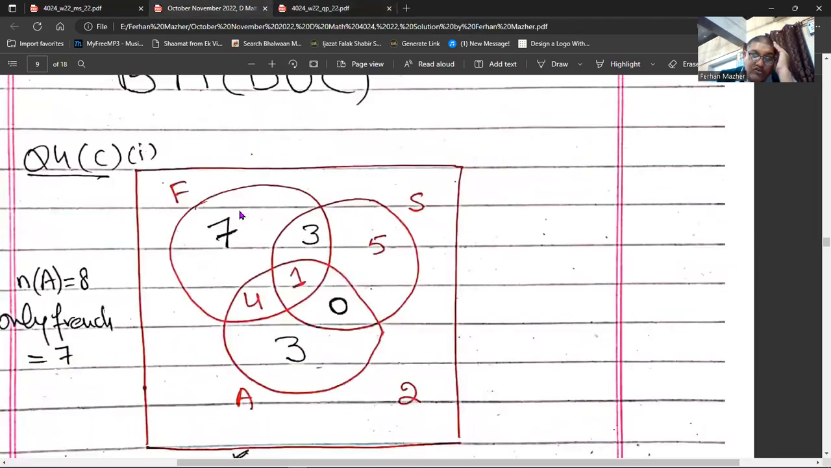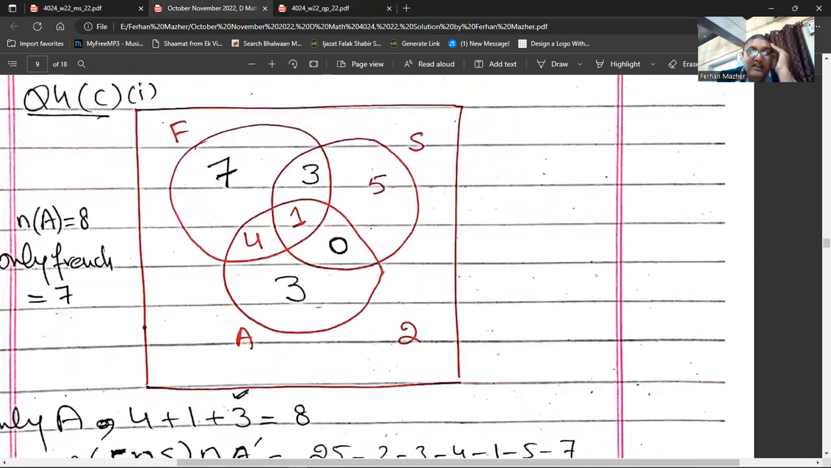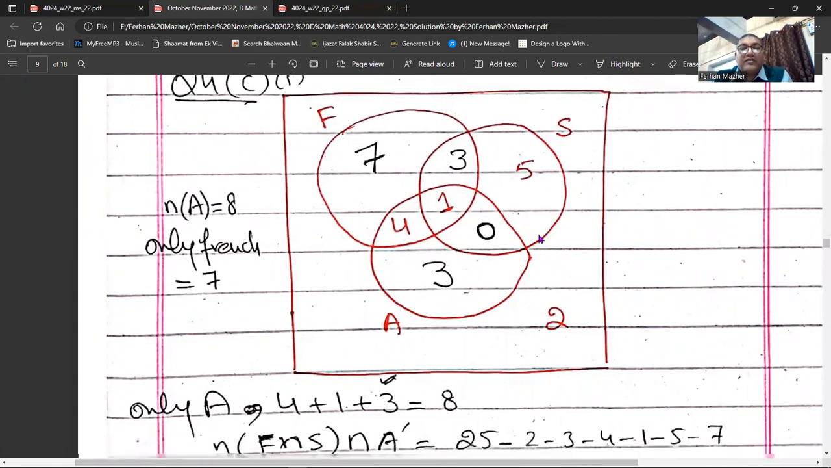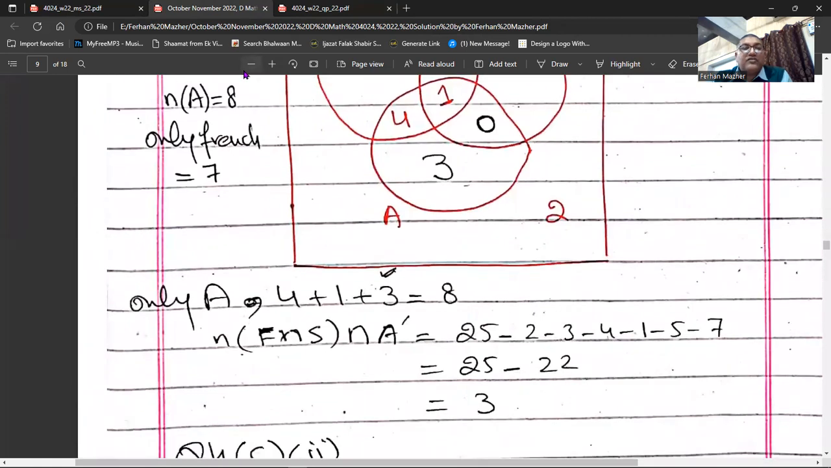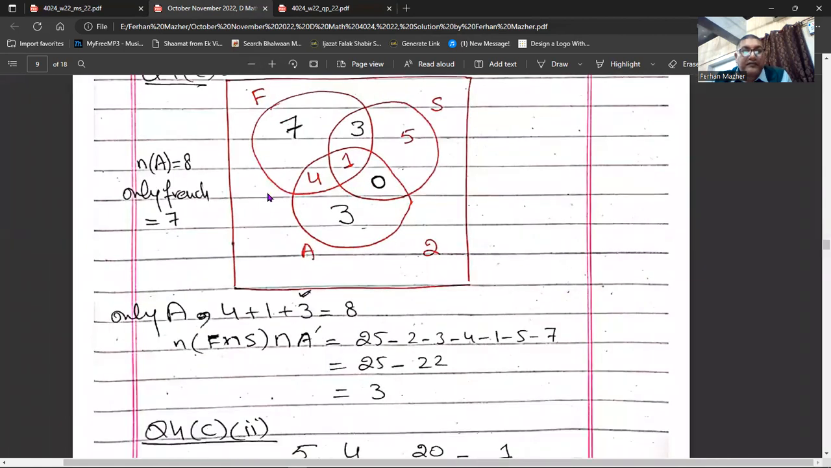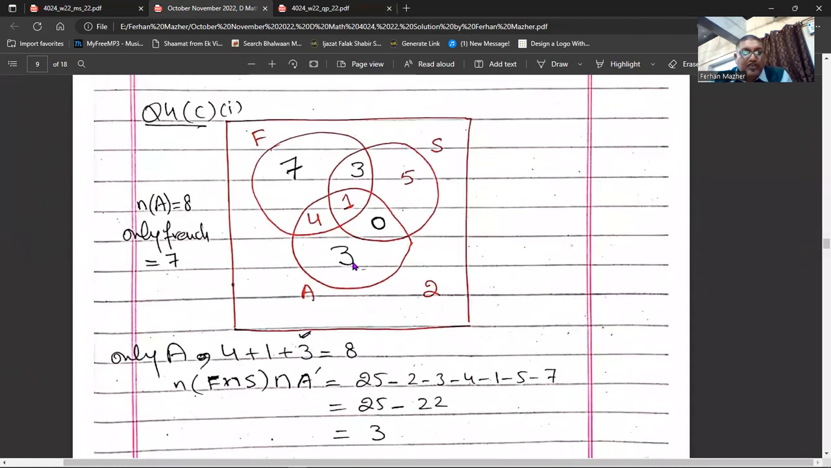Okay, so let me show you. I have done this. So here you will get 3. Let me reduce the size so you can see. The people here are 3. This is 3, this is 7, this is 0, this is 5, this is 2.